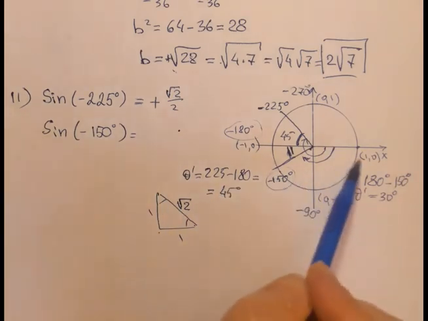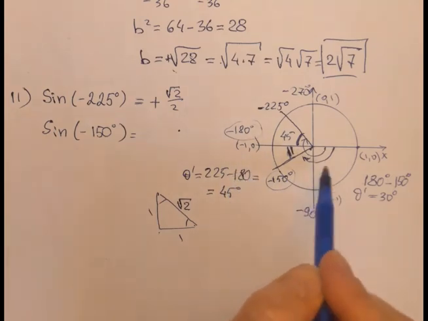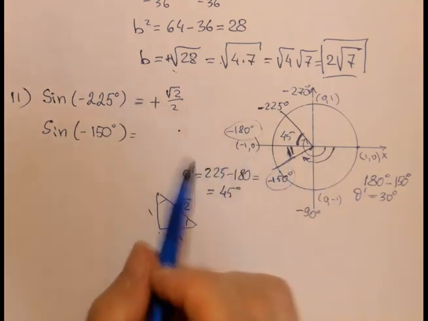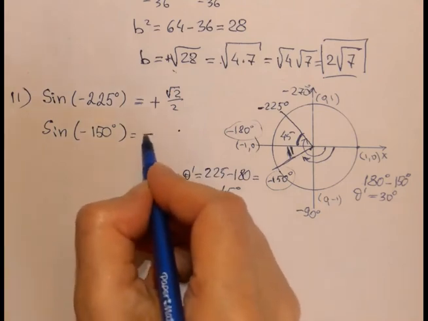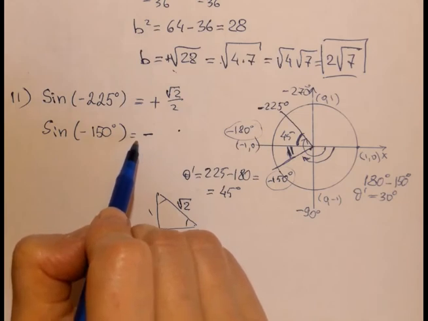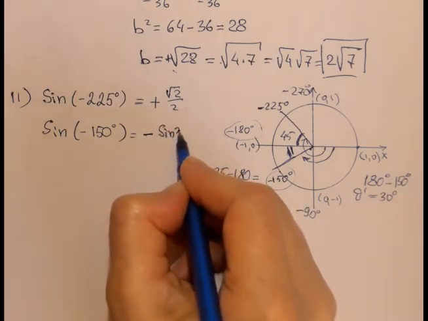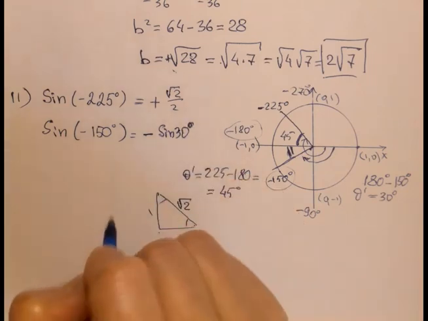Sine in the lower half plane is negative since y is negative below the x-axis. So sine of negative 150 will be negative. The absolute value will be equal to the absolute value of sine of the reference angle, 30 degrees.